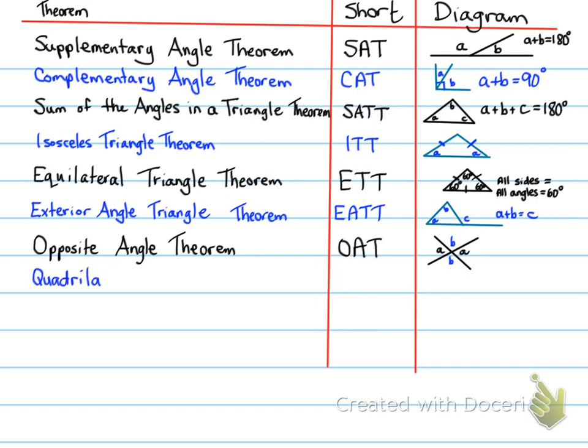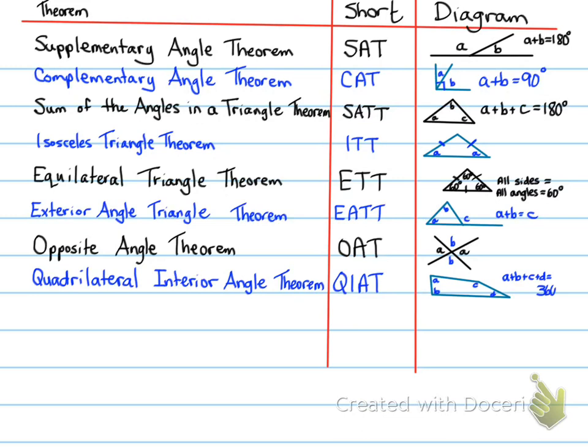Next, we have the quadrilateral interior angle theorem, also known as QIAT. QIAT states that in a quadrilateral, that is a four-sided shape, we can add up all the angles, A plus B plus C plus D, and they will equal 360 degrees.